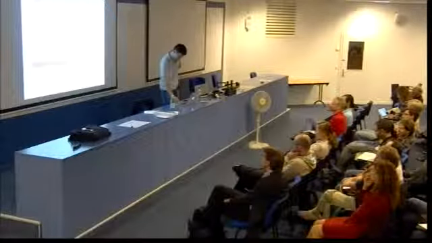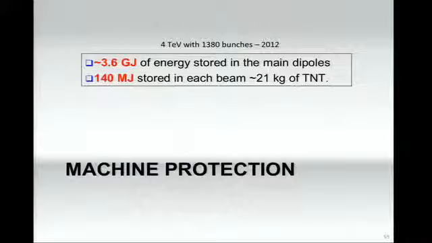So this brings me to machine protection. Last year we had 3.6 gigajoules of energy stored in the main dipoles, 144 megajoules stored in each beam. So that's 21 kilograms of TNT being threaded around a superconducting machine. In a superconducting environment, we've got to be very, very careful.